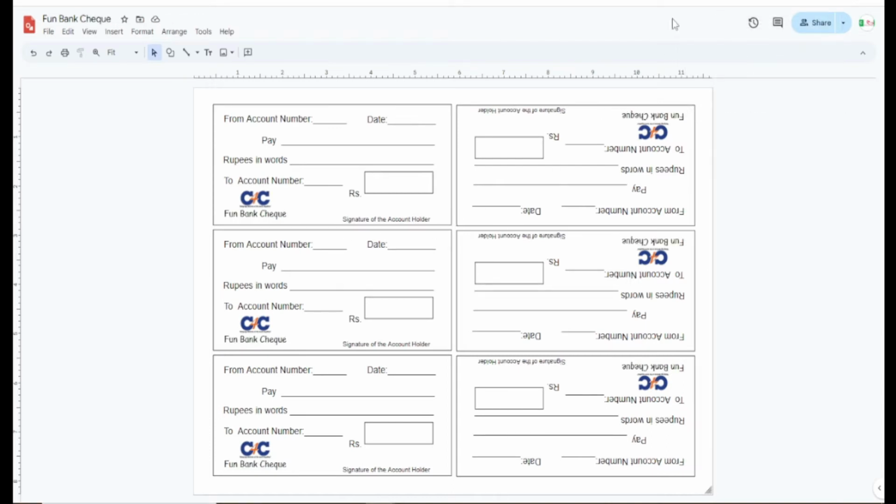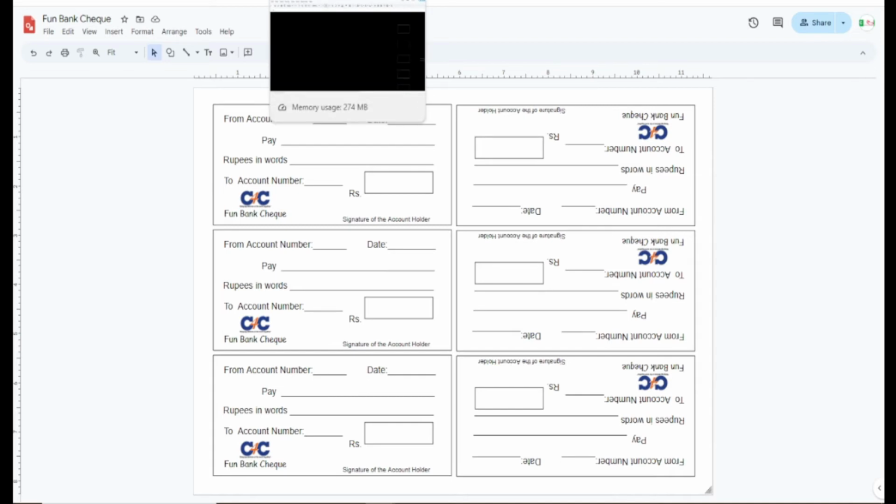Now next is the check. Just like the fund transfer, if they receive any checks from people, like friends, they can come and deposit them in the bank. And if they want to give checks to anyone, just like the fund transfer, they can actually do it. So these are the forms which I have created for class 4.